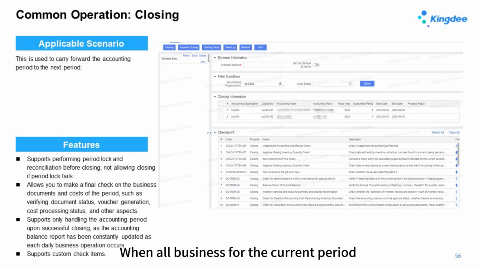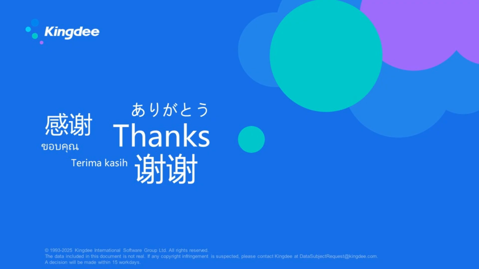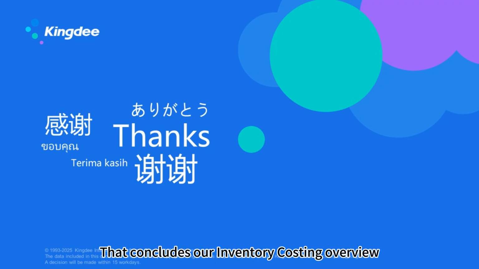When all business for the current period has been completed, you can perform closing for inventory costing by cost entity. During closing, the system automatically calls period lock and reconciliation first. If the period lock fails, closing is not allowed. That concludes our inventory costing overview.